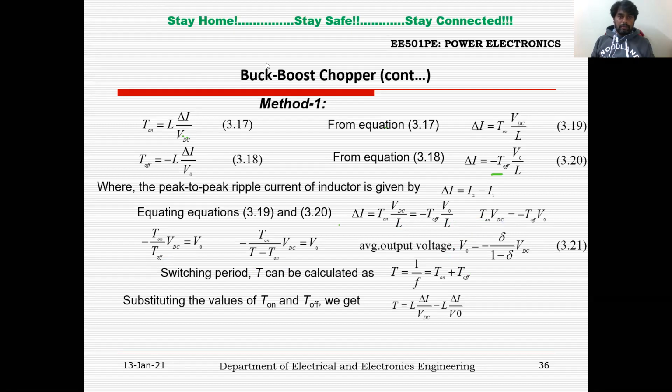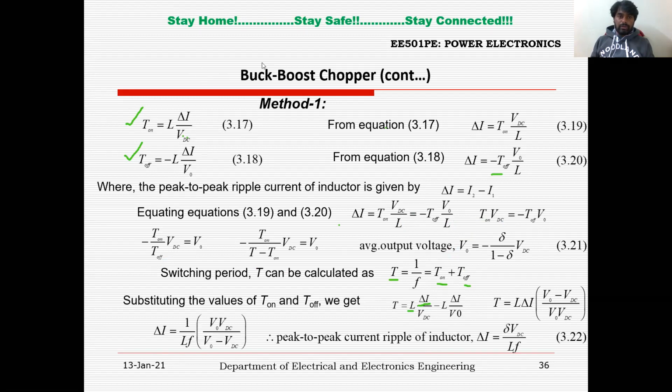Okay. So again, we know that T equals T on plus T off. We know the expression for T on, we know the expression for T off, we just substitute here. It will be L into dI by VDC minus L into dI by VDC. You can take the change in current into L as common. And it will be something like this. And if you want to write this equation, change in current in terms of VDC and delta, it will be delta into VDC divided by L into F.